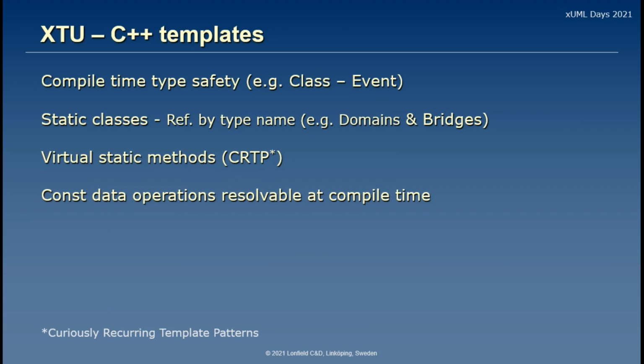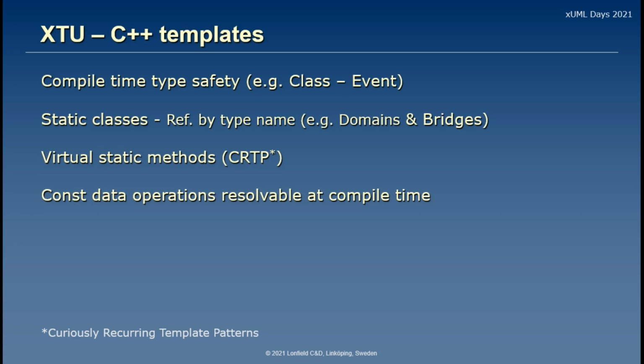There are a few reasons for using C++ templates. The first is to provide type safety at compile time, so that, for example, only valid signals are handled by a particular bridge. This is an important aid when hand-coding models. The second reason for templates is to generate static classes at compile time. These can be referred to by their type name alone, thus eliminating the need for an extra layer of object instantiations.